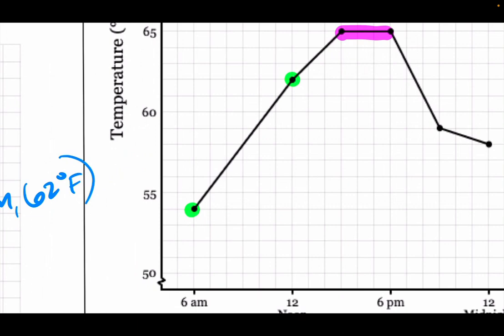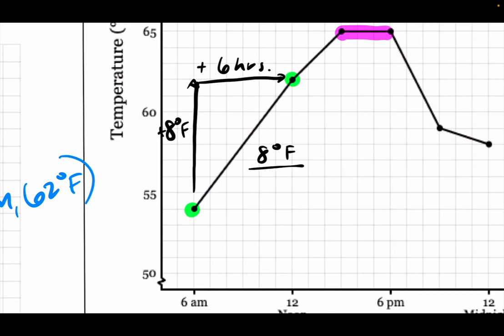It went up 8, but they don't want just 8 degrees. They want to know hours. So that was up 8 degrees, right? It went up 8 degrees, but how long did it take to go up that 8 degrees? 6 hours. 6 hours, right? So how do we write that? We write it as a fraction. We say 8 degrees Fahrenheit in 6 hours.